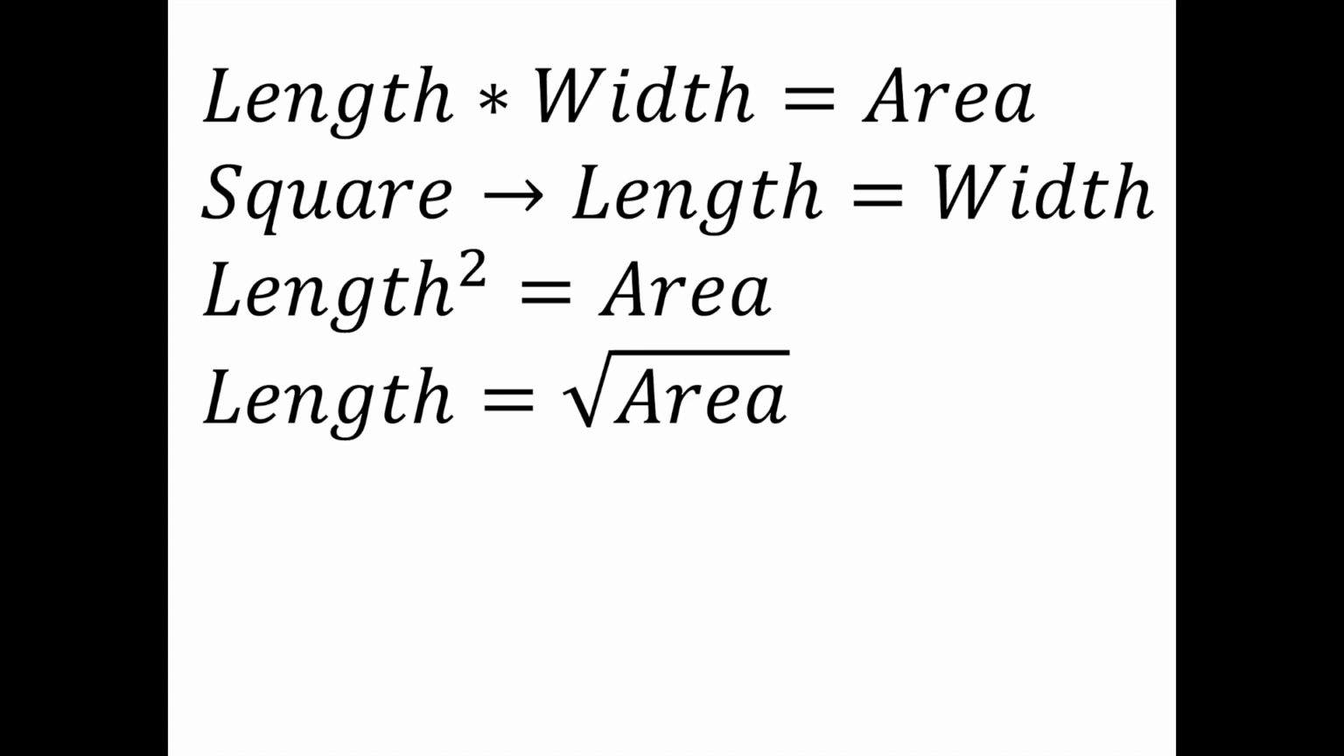So symbolically we know the length times the width is equal to the area of a rectangle. In a square though, the length is equal to the width. So you can say that the length squared is equal to the area. Now if we want to find the size of any of those lengths when we know the area, all we have to do then is take the square root of the area.